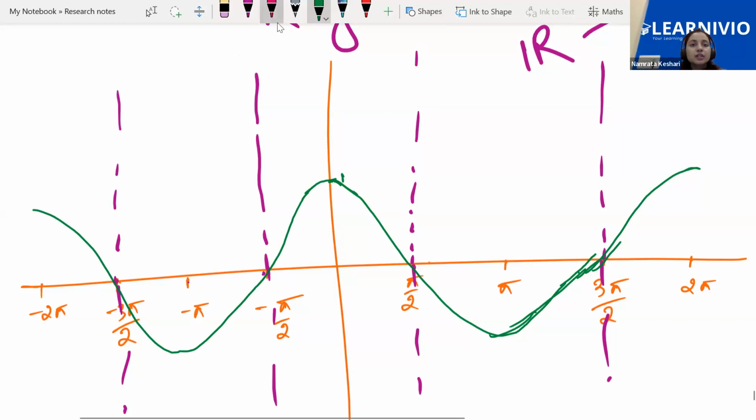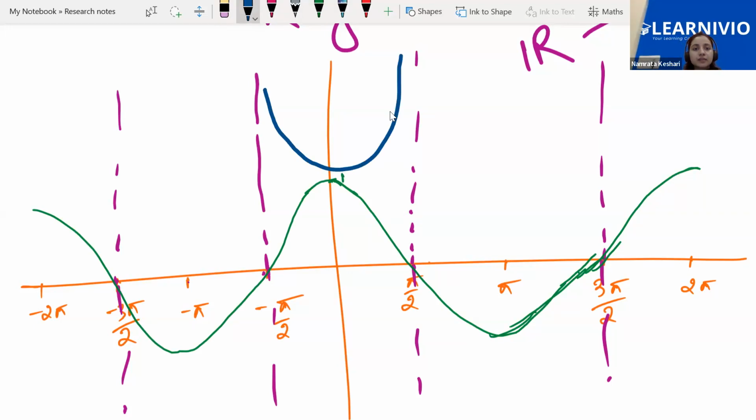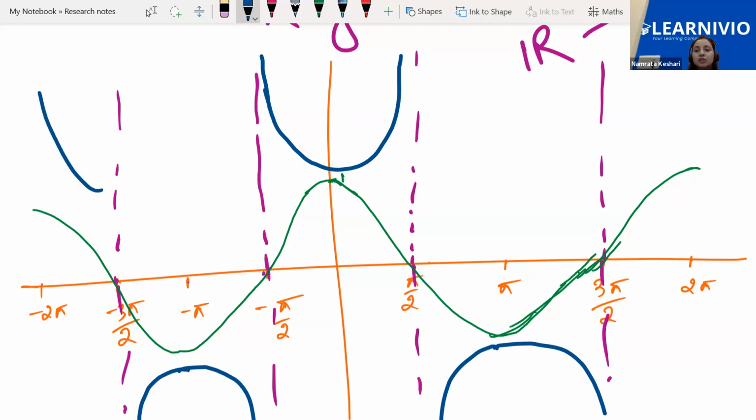Now we will reverse the graph and we will say we got the graph of sec theta. This wave we are going to reverse like this. In between dotted lines only we need to reverse. Here it's like that. It will be like that over there. So this is how the graph will be.